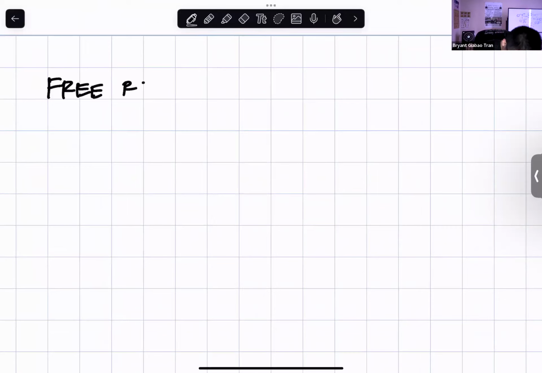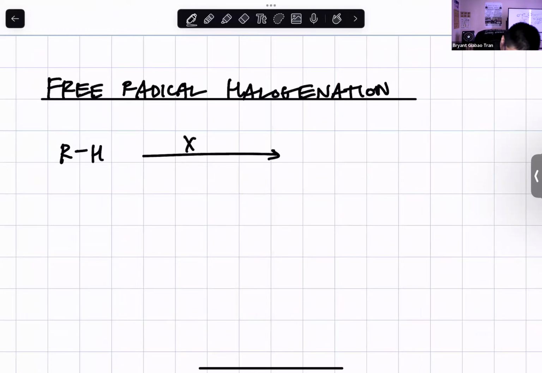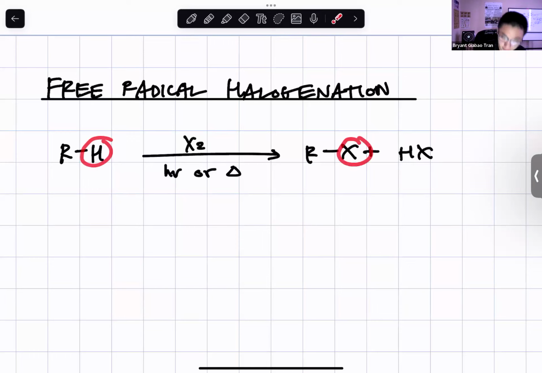Free radical halogenation is going to substitute a hydrogen from a hydrocarbon with a halogen. So the reagent that you are going to have is X2, light or heat, and your product is going to be a haloalkane and strong acid HX. Right, you're substituting a hydrogen with a halogen.